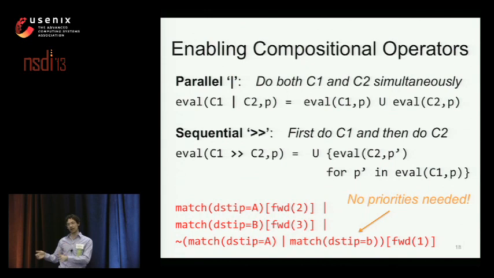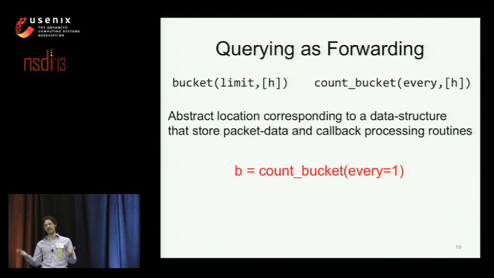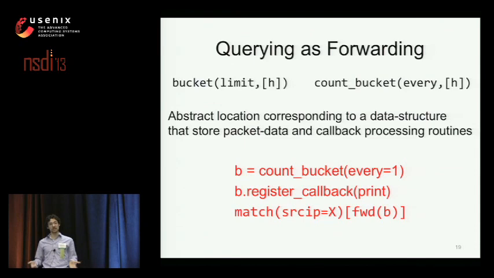So one last thing I need to tell you about is how we can do our querying. Pyretic takes an interesting approach here as well, conceiving of a querying operation as just forwarding packets, not to a concrete port, but to a bucket, which is an abstract location corresponding to a data structure that stores packet data and has associated callback routines. So, a concrete example of this: we set up a bucket that is going to count all packets coming into it, and it's going to call back, providing the counts, every 1 second. We'll register a callback method with it, in this case just printing out the counts every 1 second. And finally, we'll forward packets into that bucket, so we'll direct packets to the bucket, and we can choose the packets that we want to go in there by just applying a predicate.